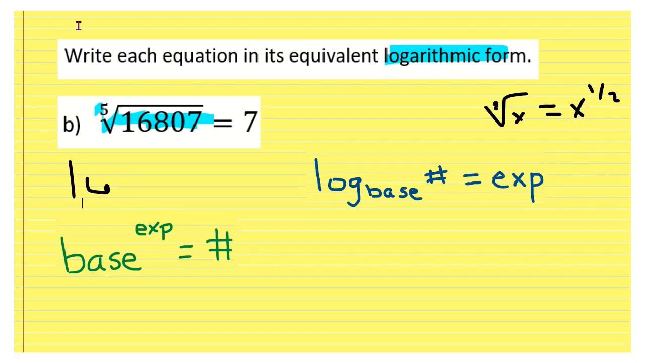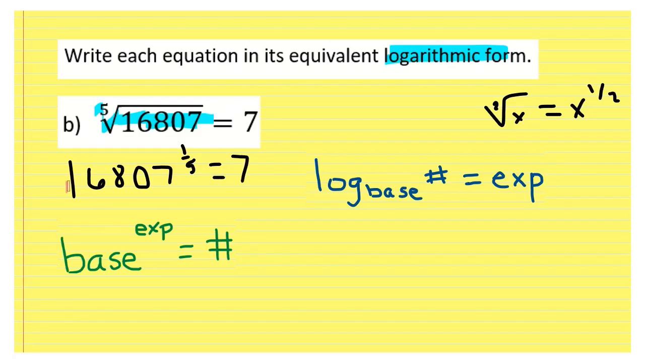Let's try to fix that. 16,807 to the 1/5 power, and that is equal to 7. Okay, so now it's much clearer.